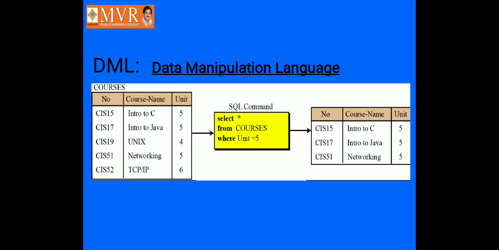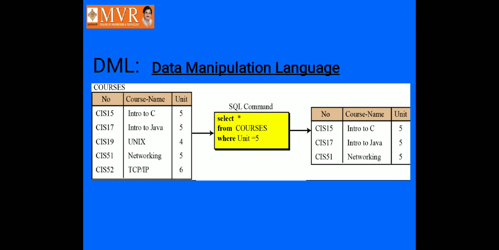Now I am using DML, data manipulation language. From the table I need the data for unit 5: who is going to teach unit 5, those names I want displayed on my output screen. There I have to use select star from courses where unit equals to 5. So select star from courses, courses means the table name, and I need to select from all the fields.